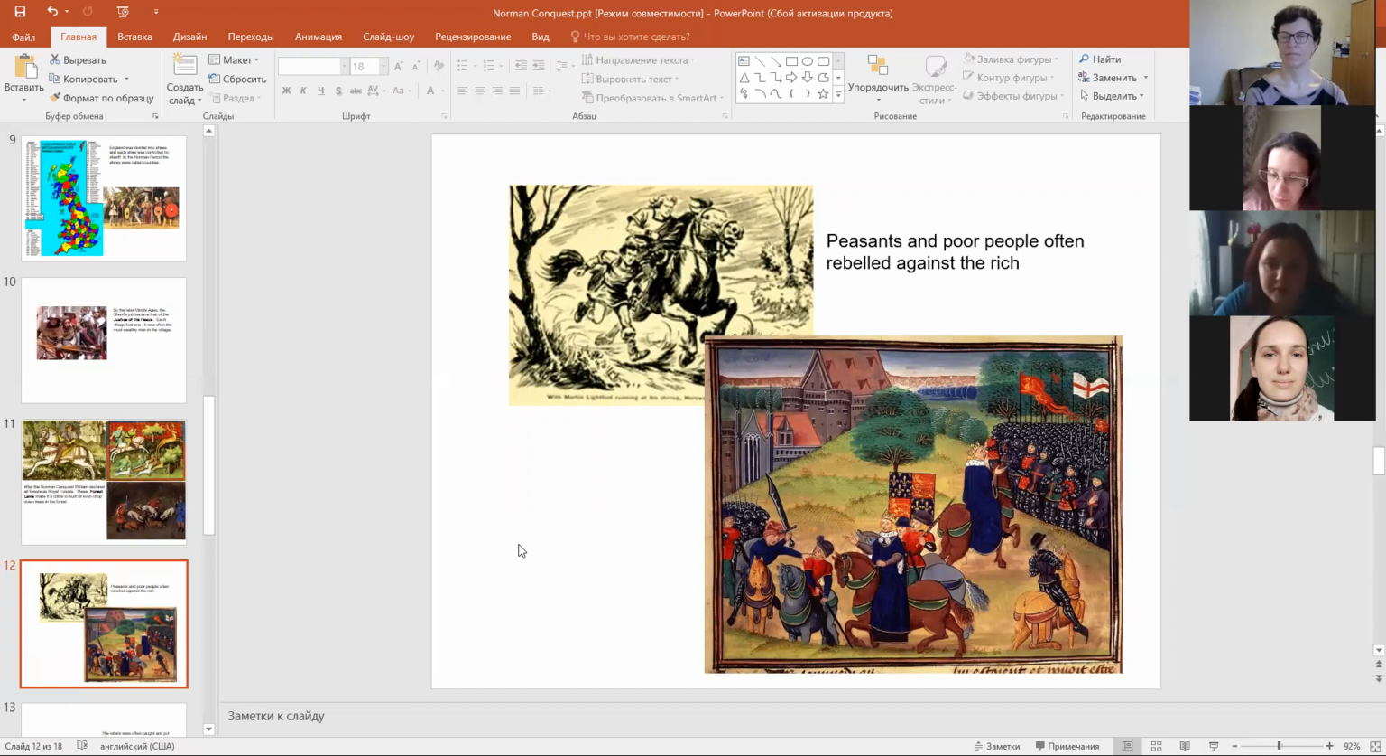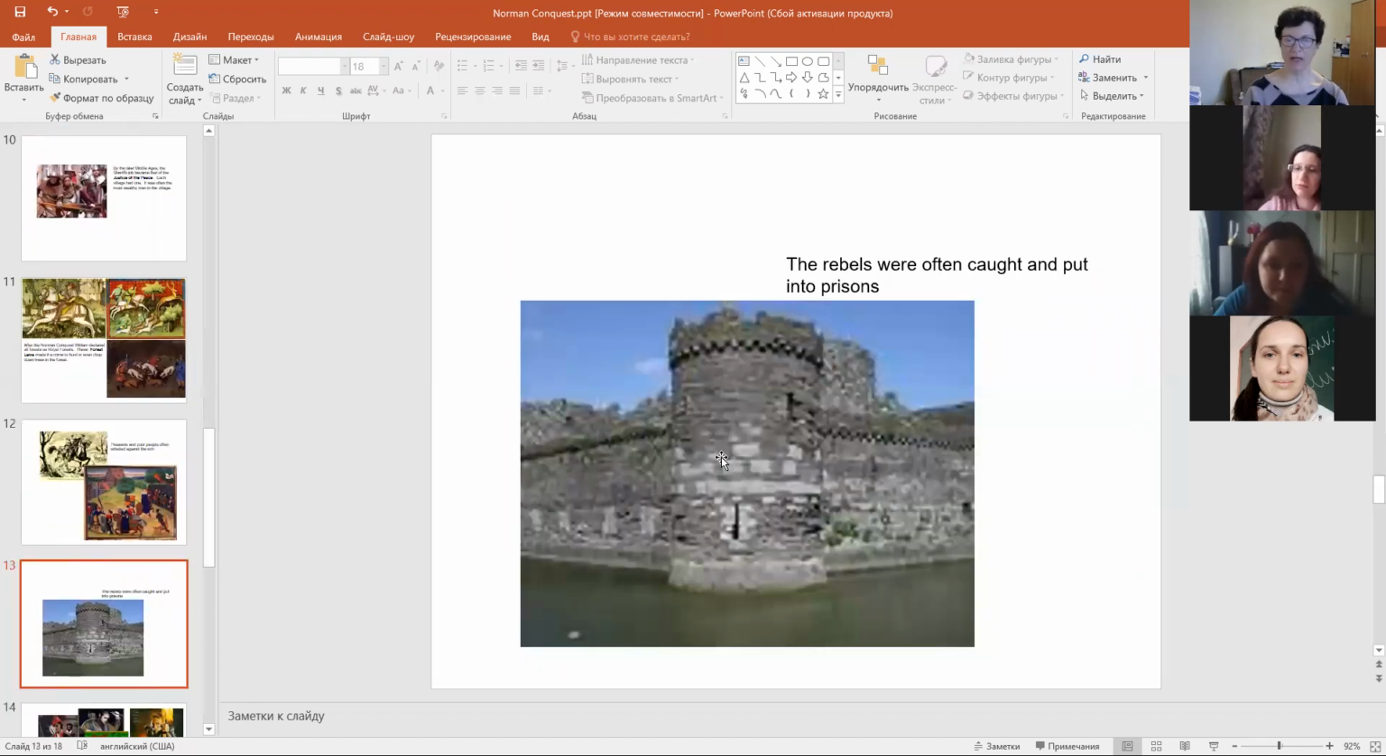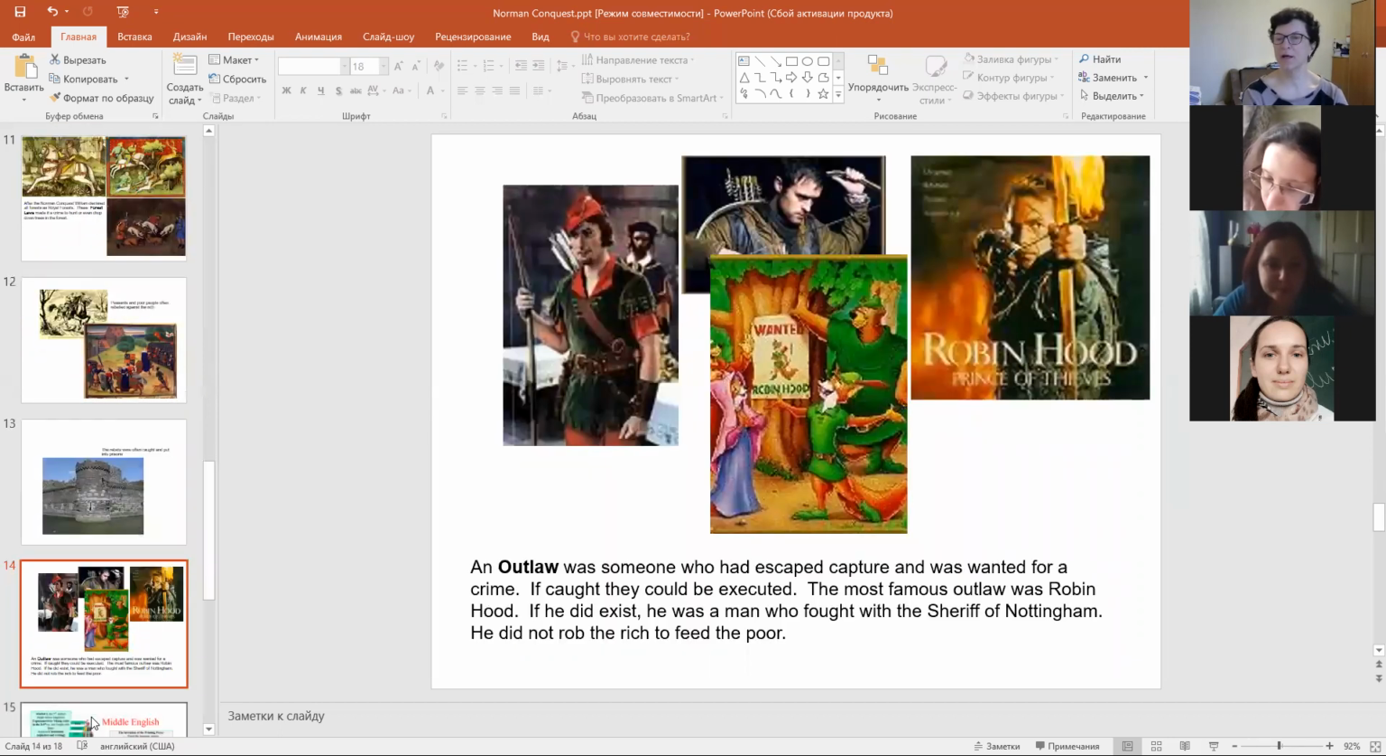Peasants and poor people often rebelled against the rich. I continue. And the rebels were often caught and put into prisons. Okay, so finally we go to this part: how the legend of Robin Hood appeared. An outlaw was someone who had escaped capture and was wanted for a crime. If caught, they could be executed.